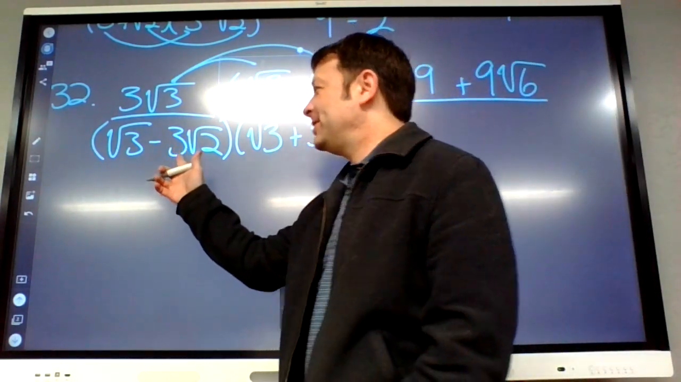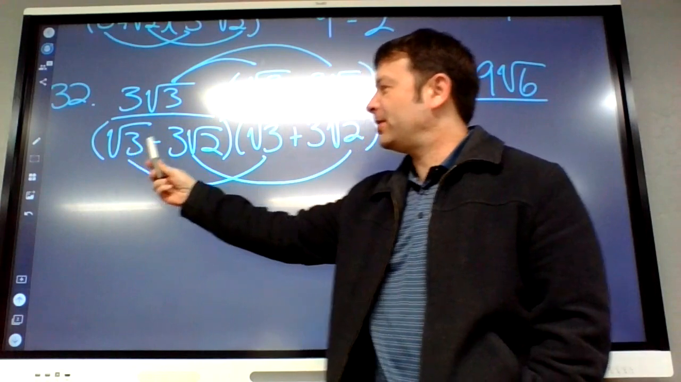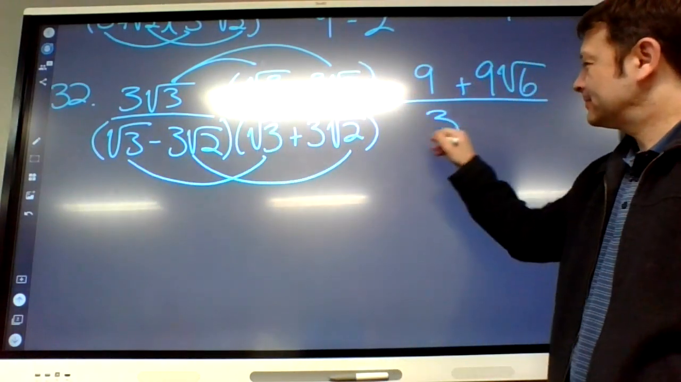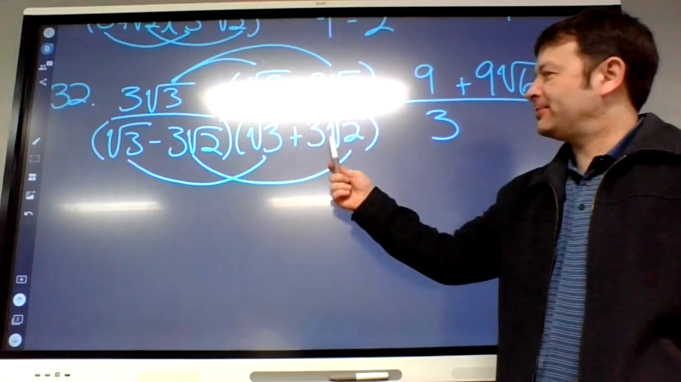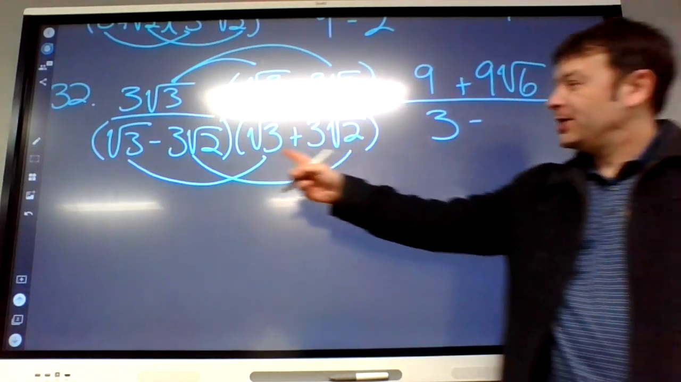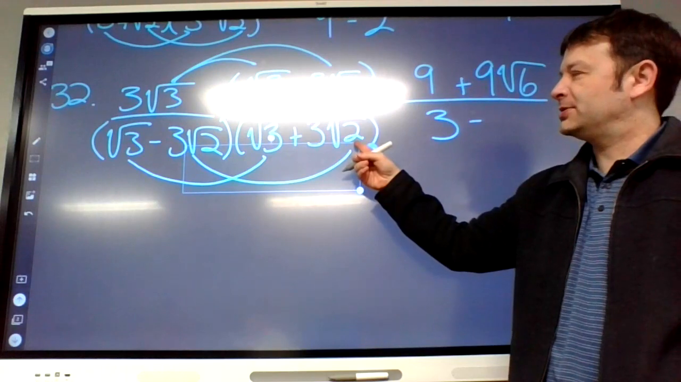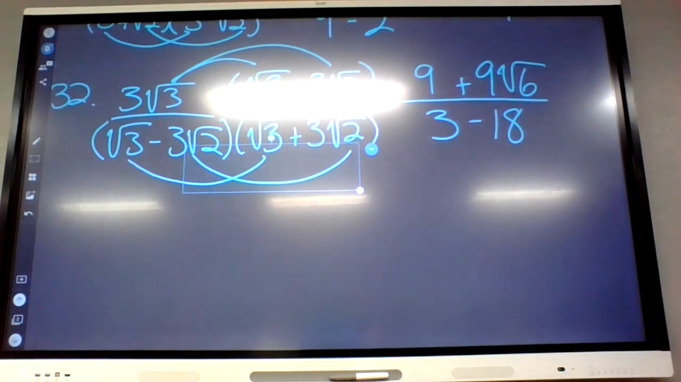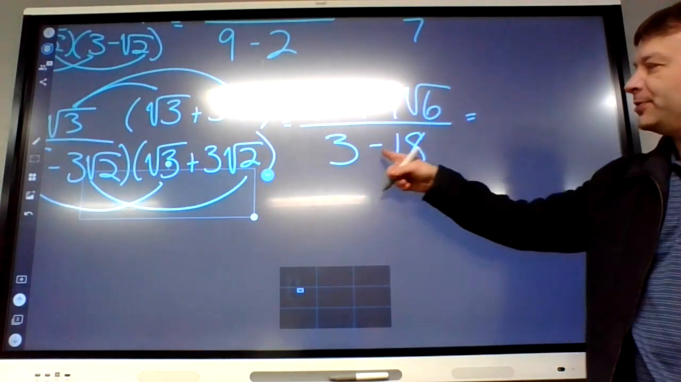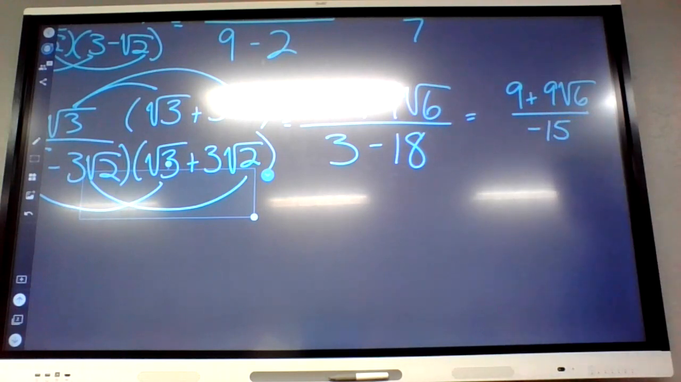All right, so the bottom is a FOIL, but because they're conjugates, we really only have to do the first and the last. So the first is square root of 3 times square root of 3, which is 3. And the last is negative that times positive that, so negative times positive is negative. 3 times 3 is 9. Square root of 2 times square root of 2 is 2. 9 times 2 is 18. The denominator can simplify. 3 minus 18 is negative 15. Okay, there's actually something else we can do on these.